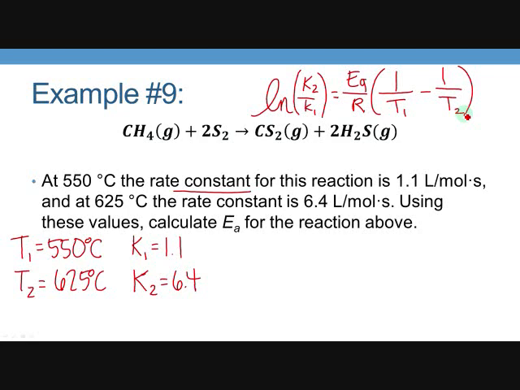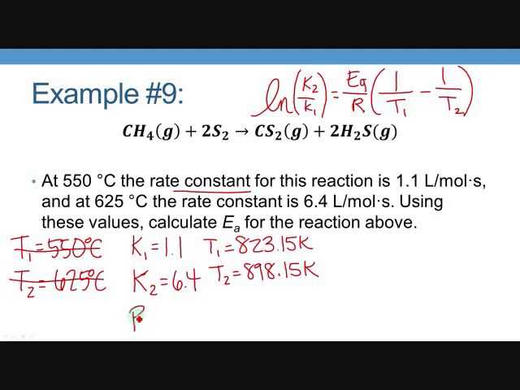Now we need temperatures to be in Kelvin, so T1 in Kelvin is 823.15, and T2 in Kelvin is 898.15. I'm not going to use the Celsius temperatures anymore. Also in that equation we have R, so don't forget that R is 8.3145 joules per mole Kelvin. Now we just need to plug in and solve it.